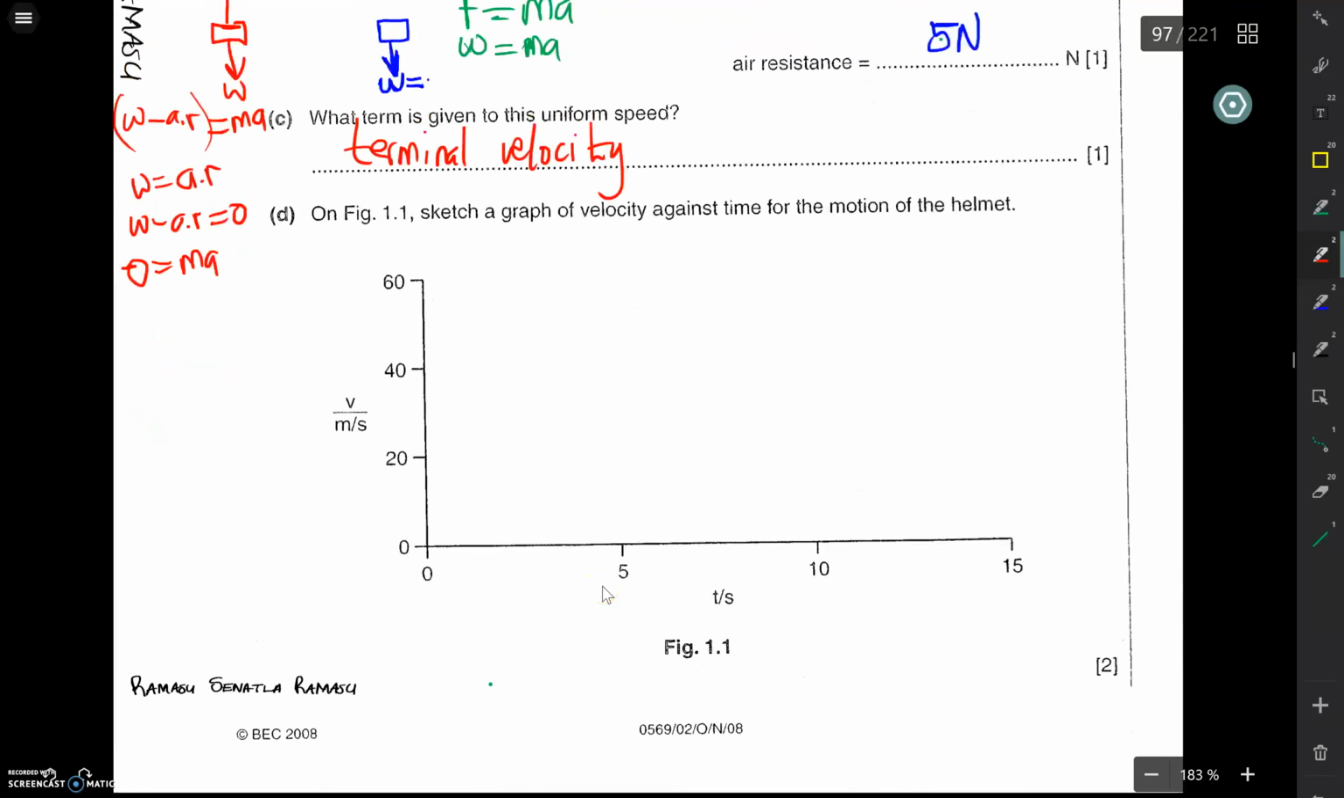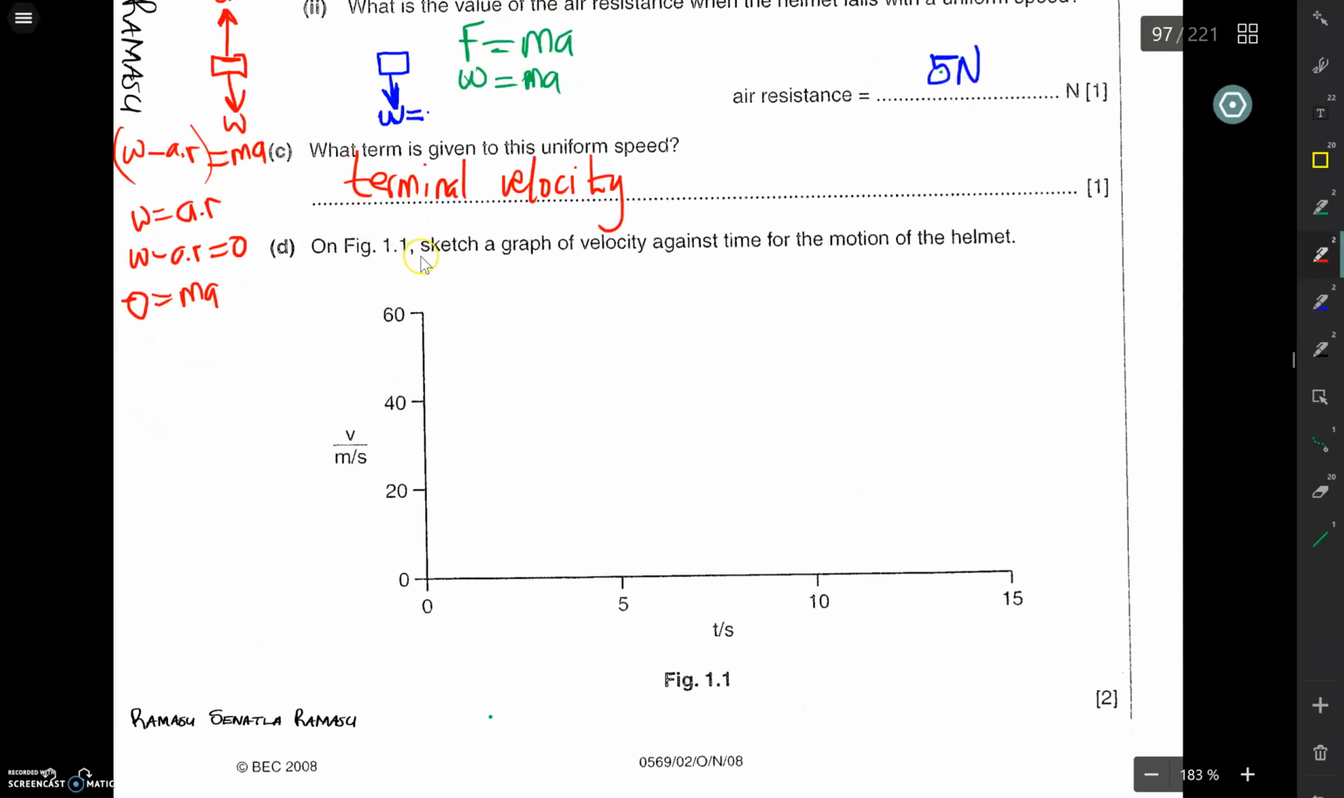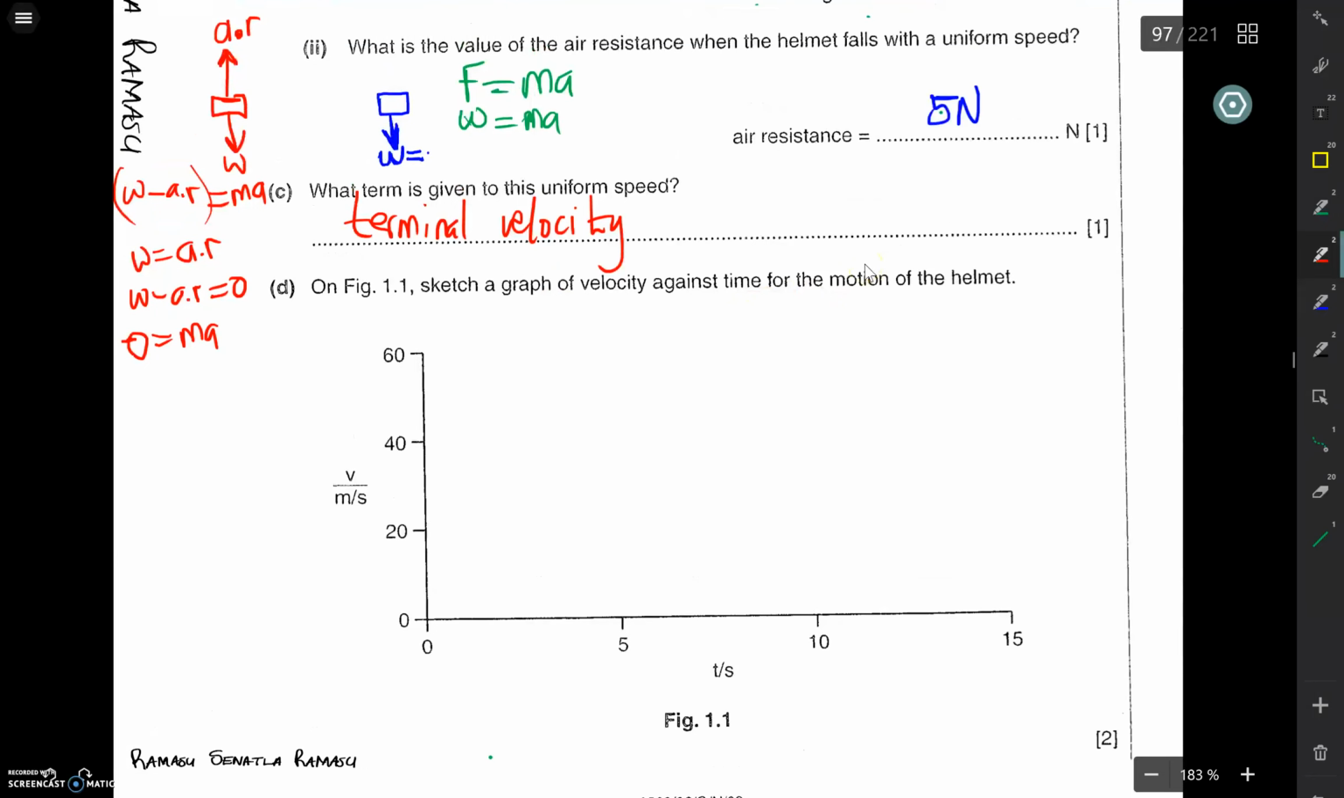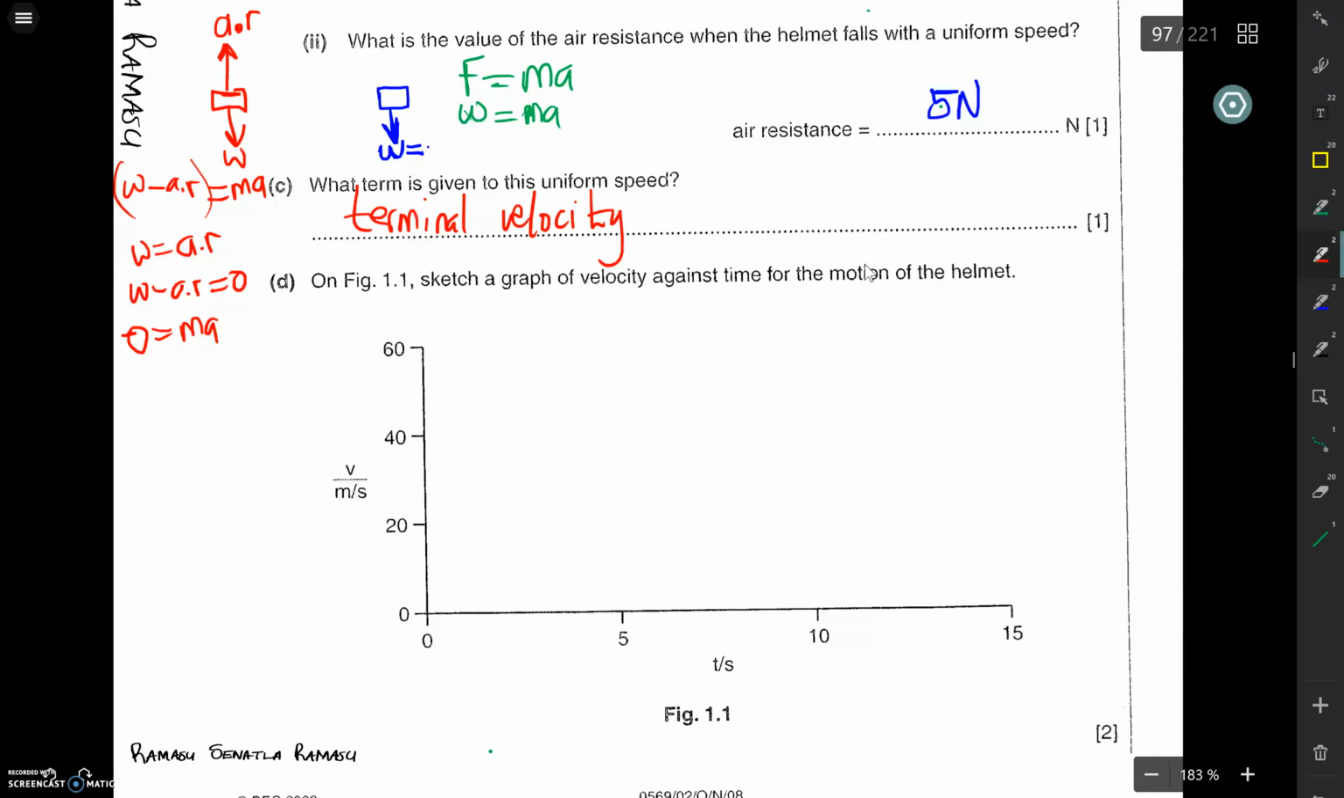And part D says on figure 1.1, sketch a graph of velocity against time for the motion of the helmet. Well, at first the helmet accelerates, but then its acceleration decreases, right? Its acceleration decreases, and then at 5 seconds it travels at a constant speed.